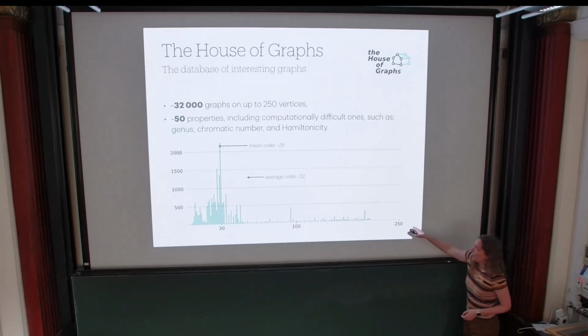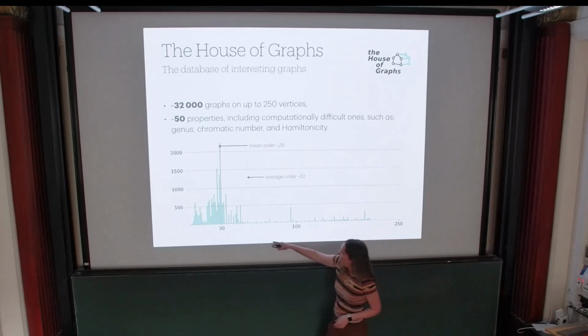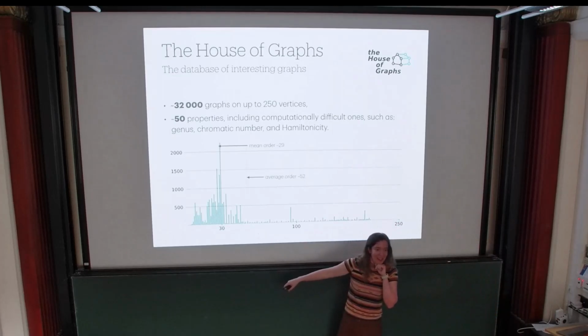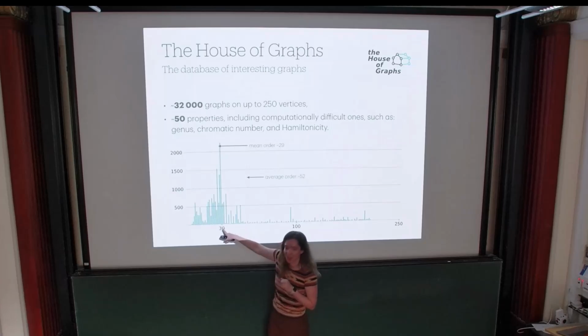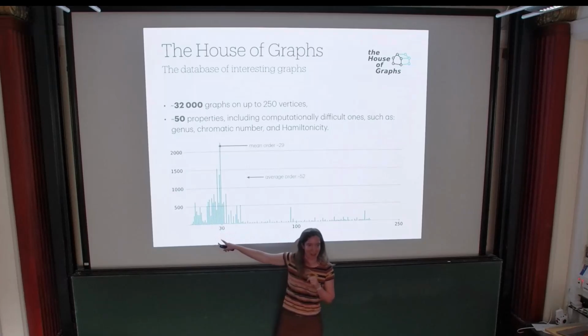And just to give you an idea, here's a picture. Turns out I was wrong when I estimated the average order of the graph. It's closer to 52, and that's mainly because there are a ton of graphs on 30 vertices in it.